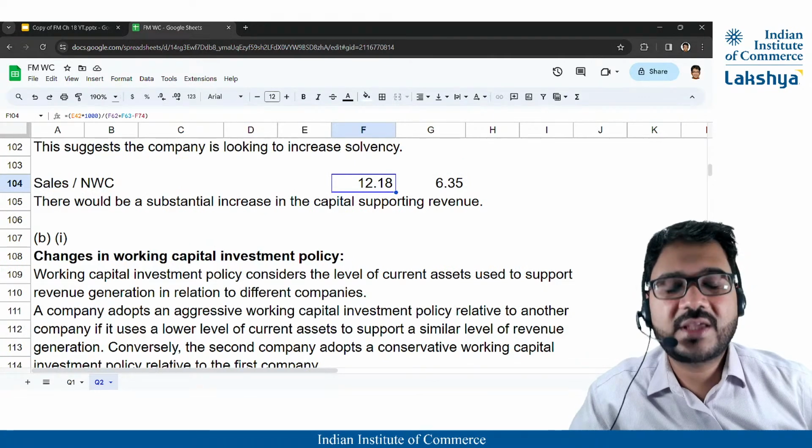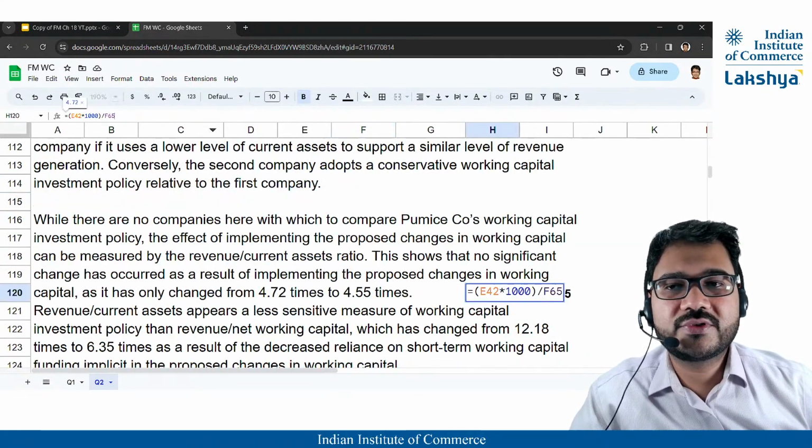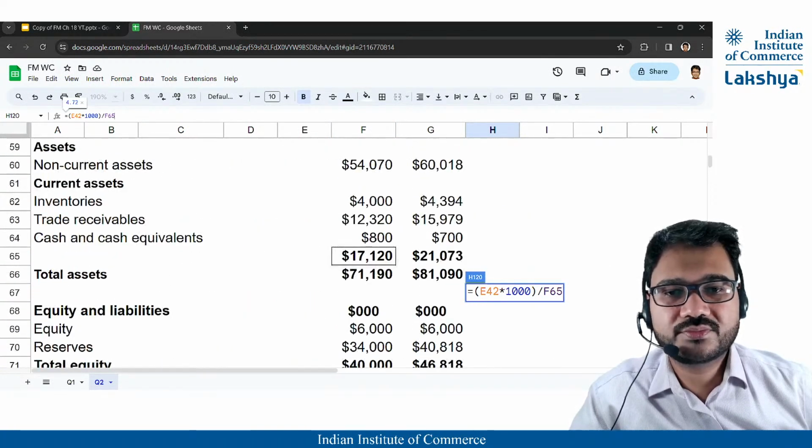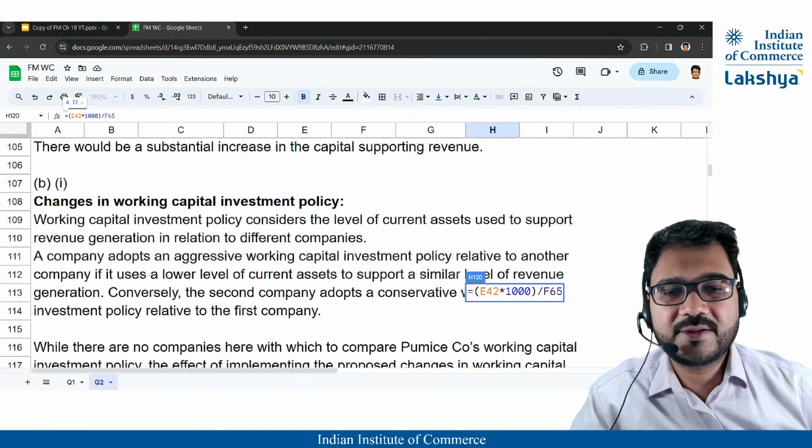We aren't taking cash and we aren't taking. See, over here we took cash. If you see over here, we took the entire inventories, trade receivables, and cash. All of this adding up becomes 21 million. Okay.